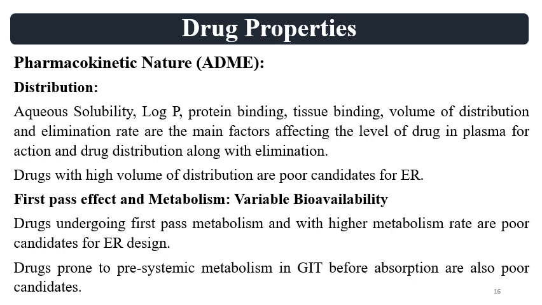First pass effect and metabolism. So first pass effect and metabolism variations will lead to variation in the bioavailability. Drugs which are undergoing the first pass metabolism and with higher metabolism rate are poor candidates. Drugs prone to pre-systemic metabolism, that means metabolism before absorption in the GIT, are the poor candidates. So drugs should not be much sensitive to the first pass metabolism and metabolism in the GIT.